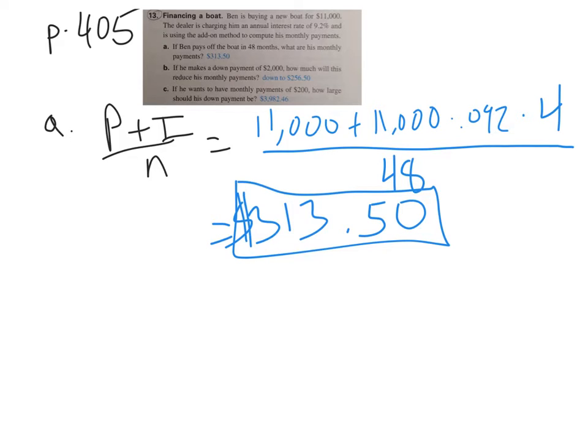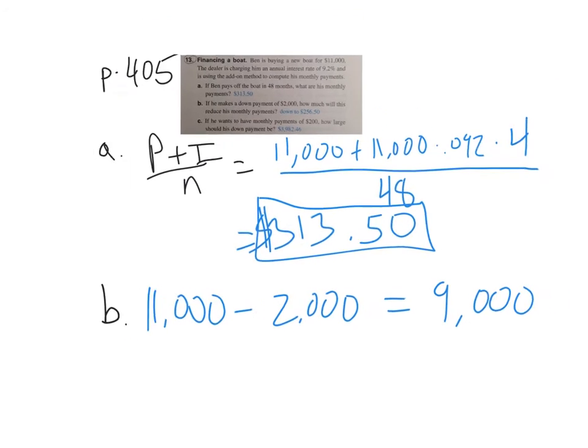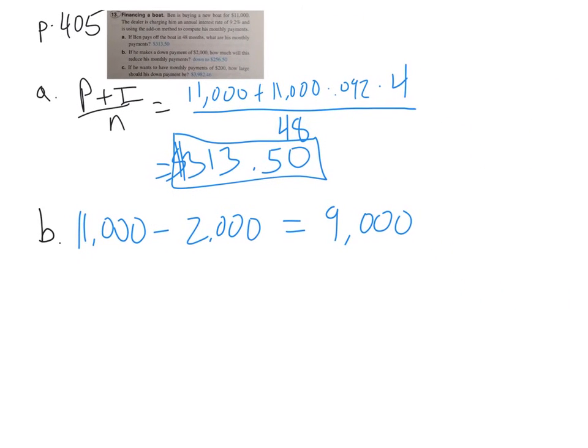For part B, this one says if he makes a down payment of $2,000, how much will this reduce his monthly payments? Well, a down payment is just going to affect how much you borrow. So instead of P being 11,000, we're going to start by just taking our 11,000 and subtracting off the $2,000 down payment. This means P now is just going to be 9,000. And then you pretty much go back and you do the same calculation as before, except that everywhere you used a P, you're going to use a 9,000 this time. So it'll still be P plus I over N.